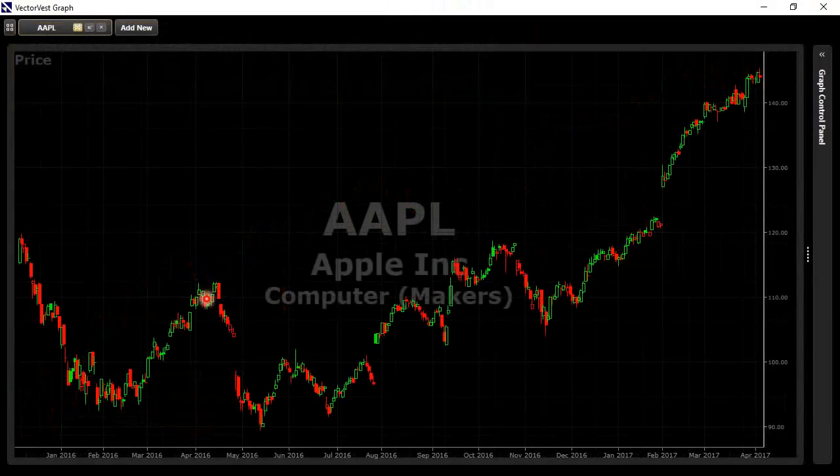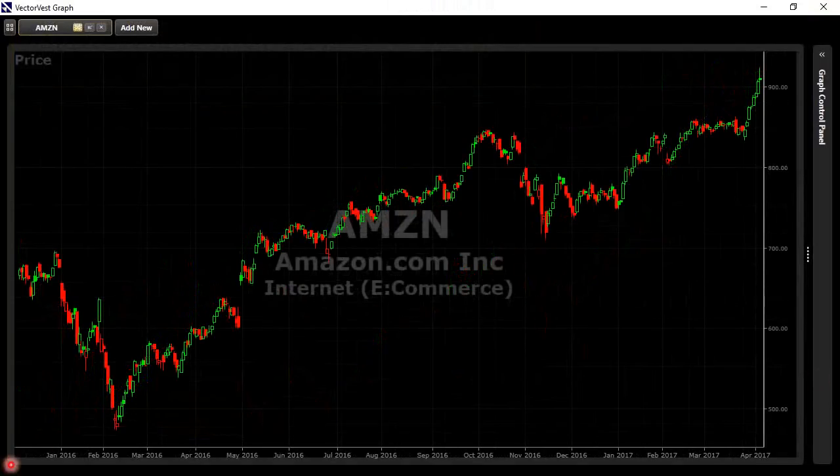Here's Apple. February 2016, when the market exploded off of a bottom, it pulled Apple up with it. November 2016, when the market exploded off of a bottom, it pulled Apple up with it. Here's Amazon. February, pulled up by the market during the explosive phase. Here's November 2016, same thing, right?